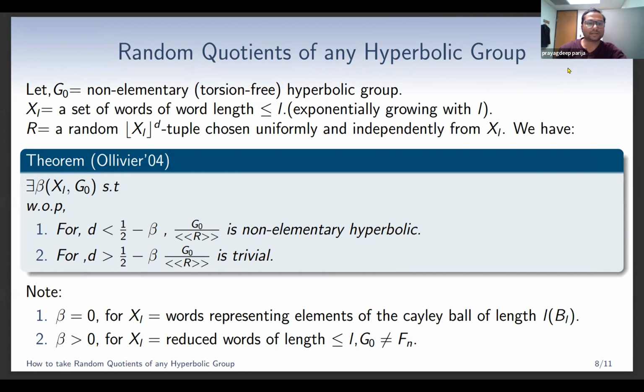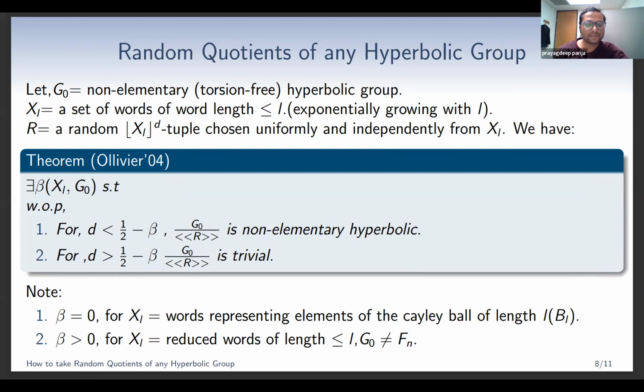X_L, you consider any set of words of word length less than or equal to L. It should be a large set of words that are exponentially growing with L. And you pick a number D between 0 and 1. That's missing from this slide. So a random X_L to the D tuple chosen uniformly and independently from X_L is this random set of relators.